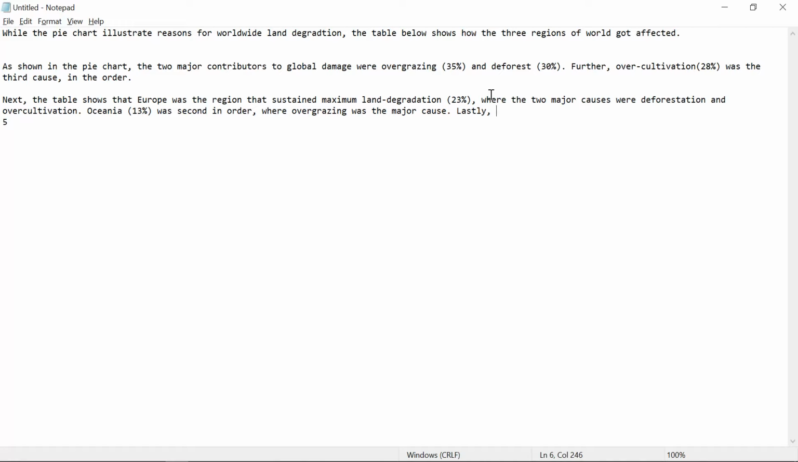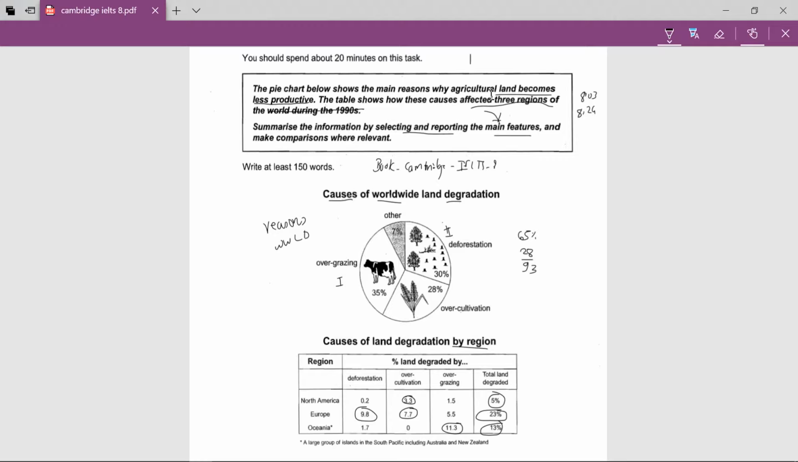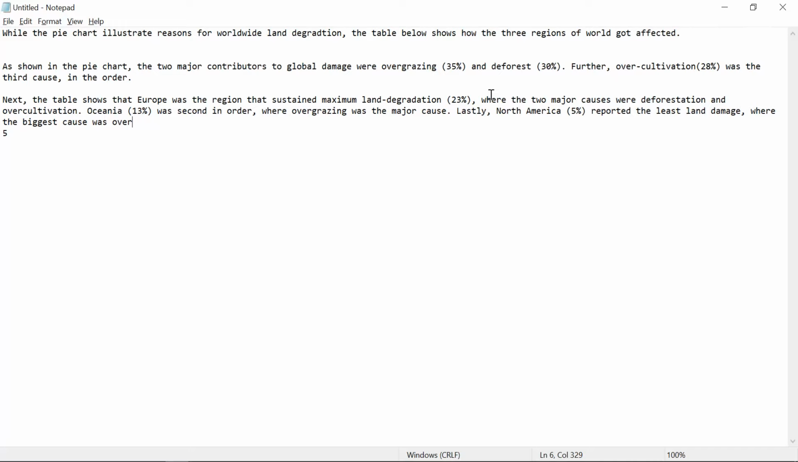Lastly, North America, I'll write this 5%, was reported. Now these are some good words which you can use: reported the least land damage. I can use the same structure, where the biggest cause was, so what was the cause in North America? It was over cultivation.